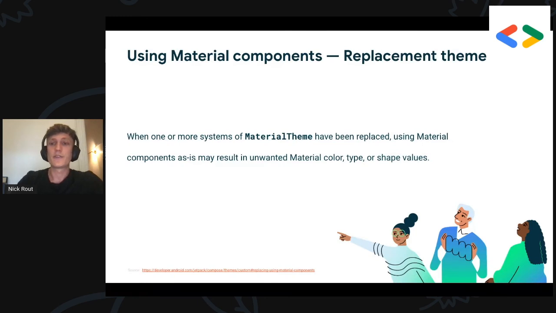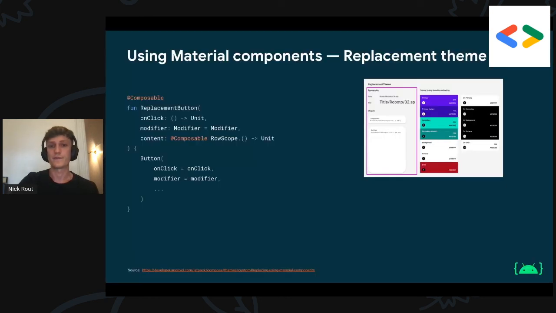If you're replacing a material system, you need to take a slightly different approach. Now that you've removed one of the material systems, and most material components will use aspects of colors, typography, or shape, you need to make sure that there's at least a reasonable default in there, or that it's coming from your replacement theme, so that the components behave as you would expect.